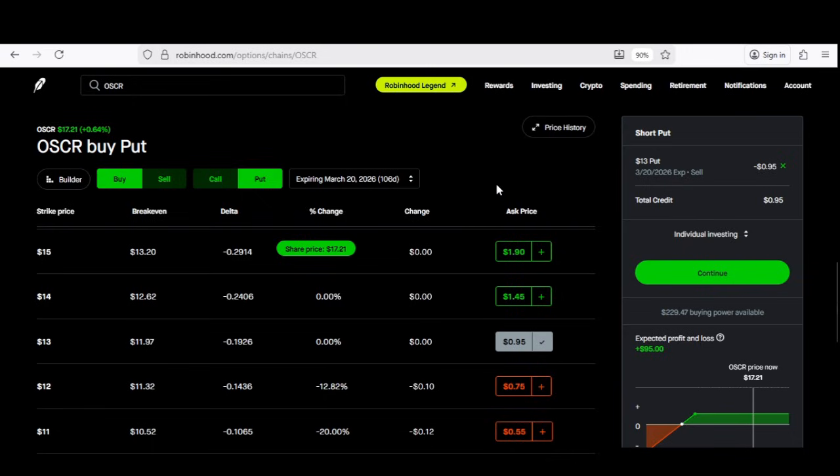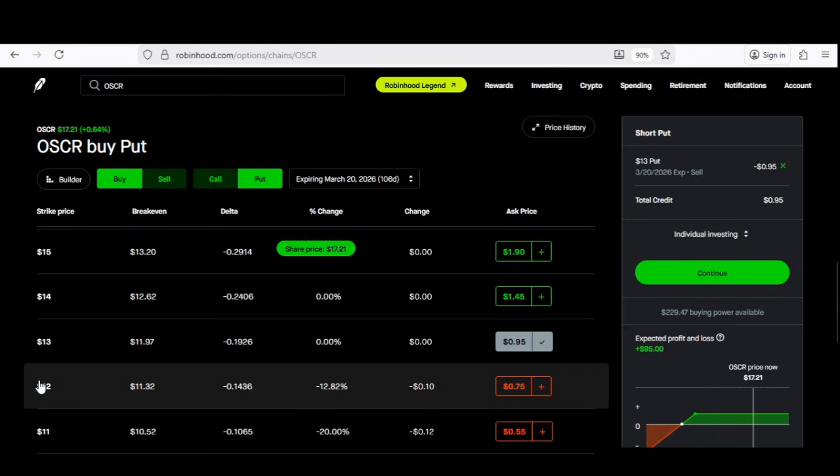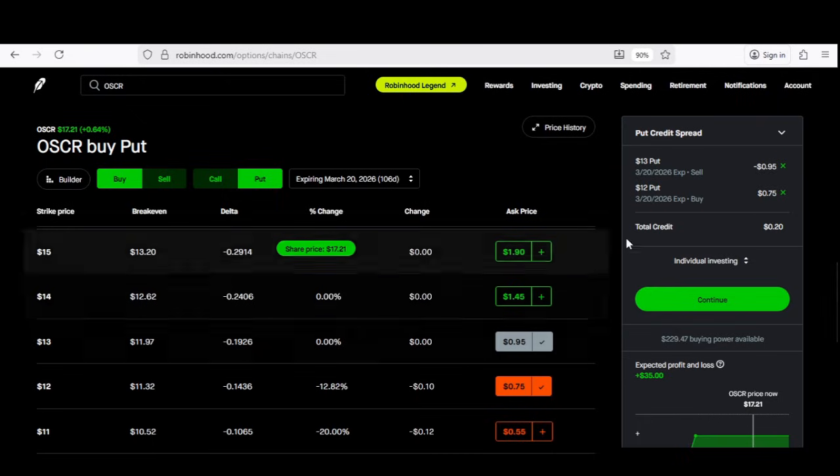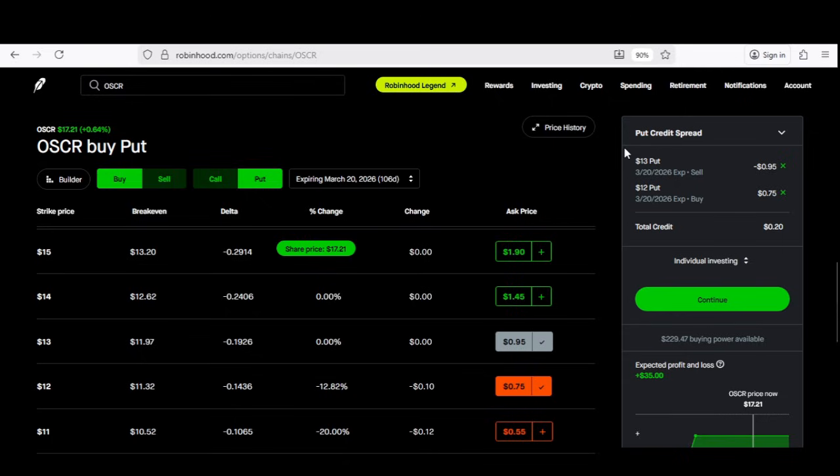Now I'm going to choose a secondary strike price, and that's going to be below the previous one. So I'm going with the $12 strike price right here. Now I'm going to select that. Because I made this slight tweak, I have changed the option strategy from a cash secured put to now a put credit spread. Once again, a put credit spread is an income generating option strategy.